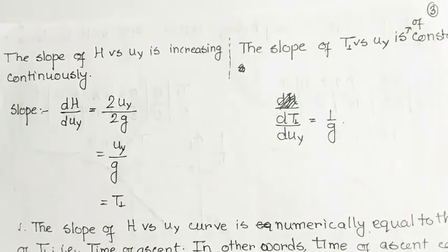So from the slope of the dh versus duy curve, you get the time of ascent, and from the slope of the time of ascent versus duy curve, you get the idea of g. These two things, just keep in your mind and write them in your copy. These things will be helpful in doing the problems. When we see the problems, this will be helpful to us.